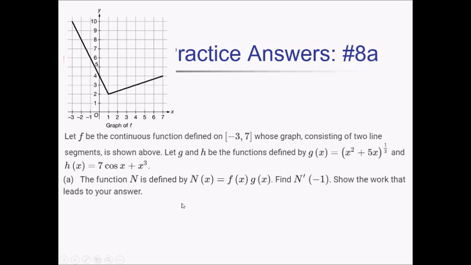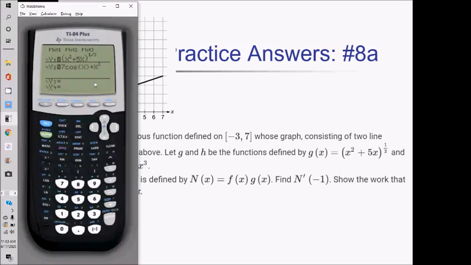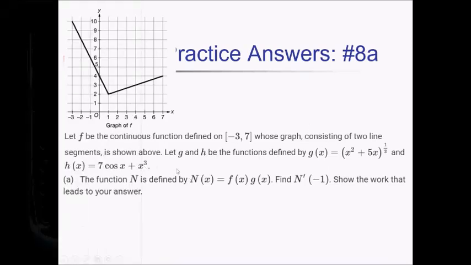For this calculator-based free response problem, we're given f as a continuous function defined on -3 to 7. We've got a graph of f right here. And g and h are defined by these crazy looking functions. Now, since this is a calculator problem, I have a sneaking suspicion I'm going to need these functions, so I'm going to put them in my y equals. So here's my calculator. I've entered the g function as y1, and the h function is going to be my y2.